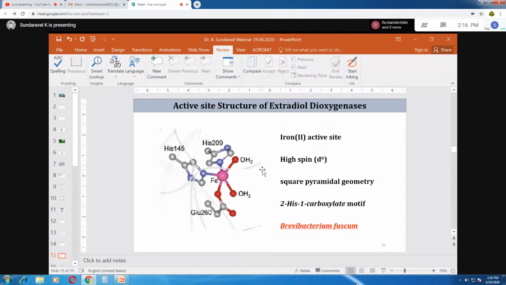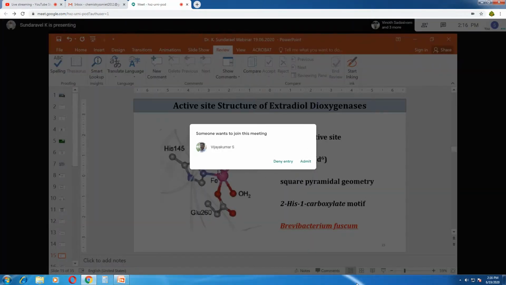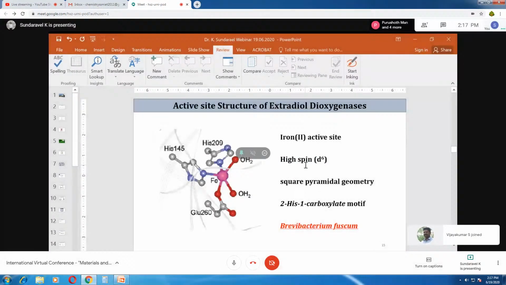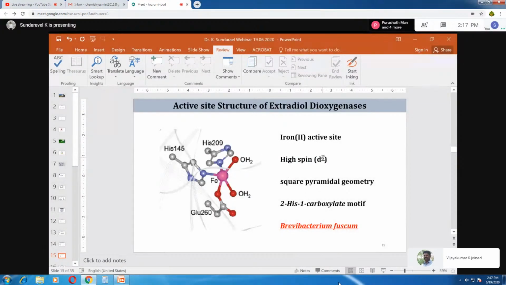Now we are seeing the extradiol enzyme. We have already seen that it plays the same role, the degradation of catechol, but the pathway is entirely different. Here the active site is constituted by two histidine and one glutamate residue. The remaining positions are occupied by labile water molecules, which are replaced during the course of the catalysis. Here the iron is in a high spin d6 electronic configuration. The geometry around the metal center is either square pyramidal, trigonal pyramidal, or octahedral, depending upon the water molecules and the steric effect exerted by the active site of the enzyme.